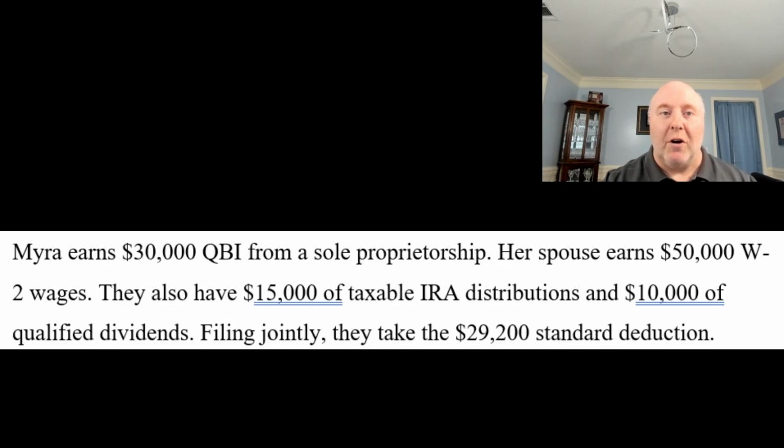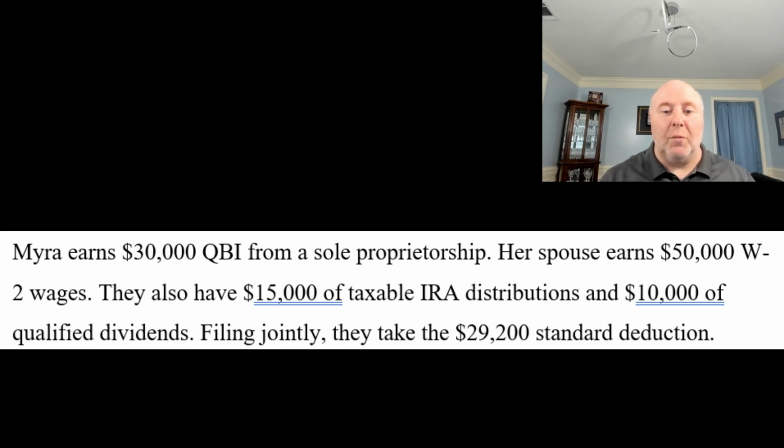Let's go to another problem. Let's look at problem number 4. Let's see what we can do on this one. So Myra earns $30,000 QBI income from a sole proprietorship. All right, so we have QBI of $30,000. Her spouse earns $50,000 in W-2 wages. Okay, we know we include those. They have $15,000 of a taxable IRA distribution and $10,000 of qualified dividends. They file jointly. They have $29,200 for their standard deduction.